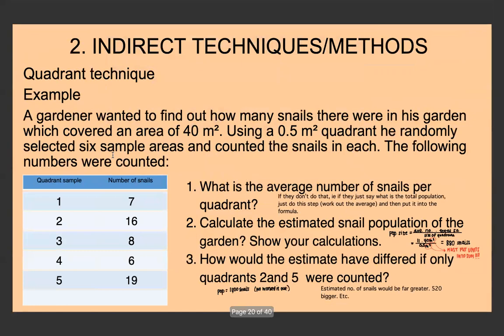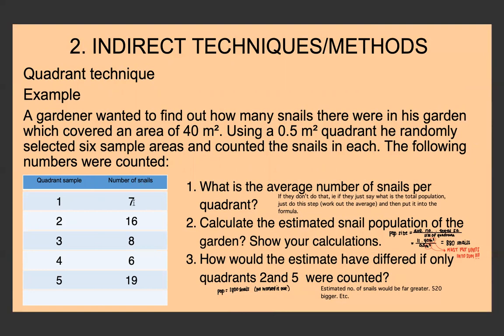So, for example, a gardener wanted to find out how many snails there were in his garden. His whole garden covered an area of 40 meters squared. Using a 0.5 meter squared quadrant, he randomly selected 6 sample areas, randomly selected, that's important, and counted the snails in each. The following numbers were counted. Within each of the quadrants, there were 7, 16, 8, 6, and 19 snails.